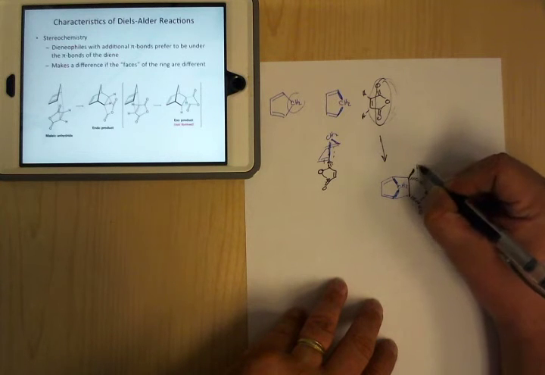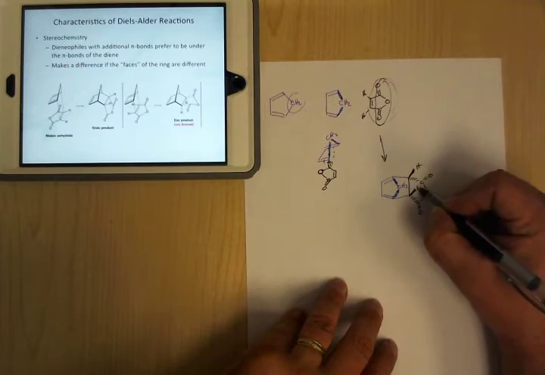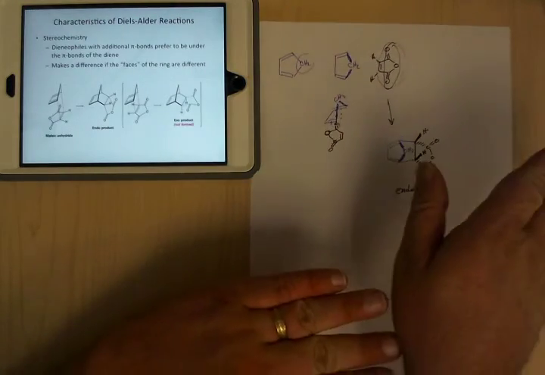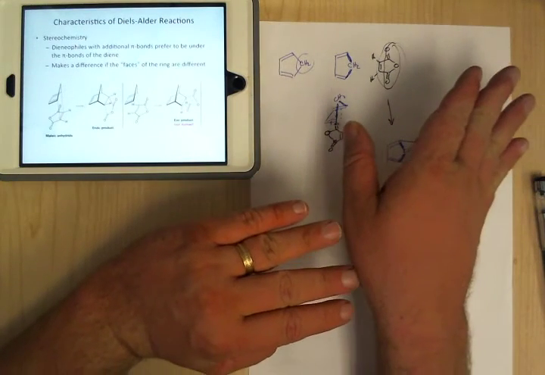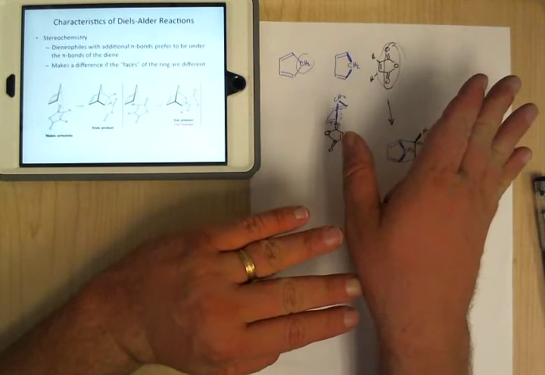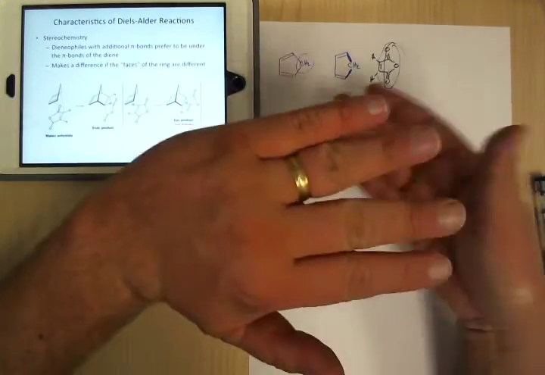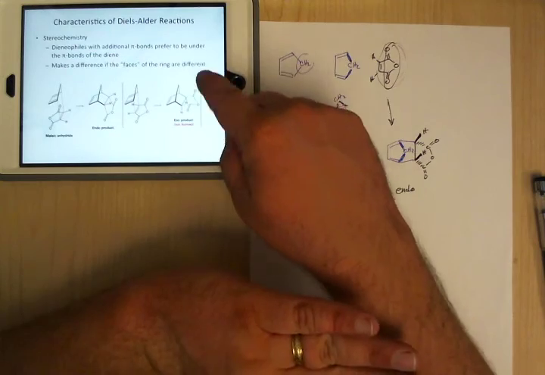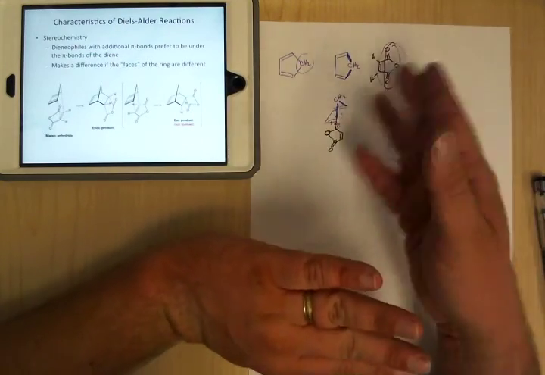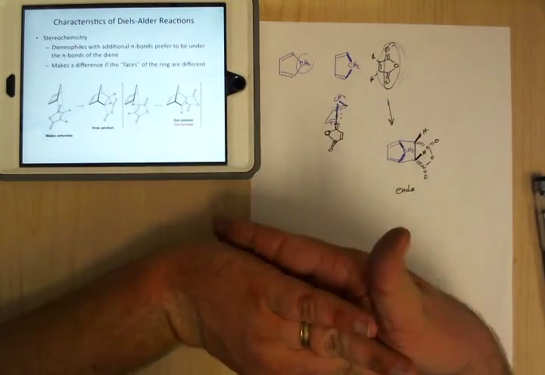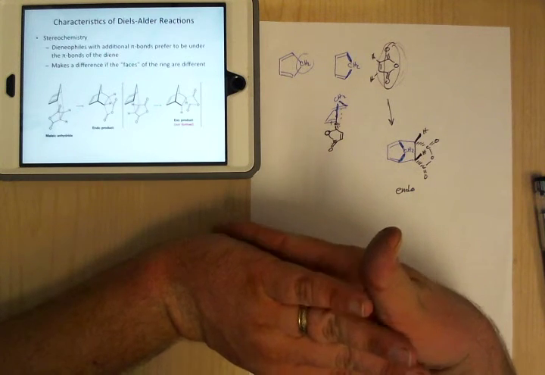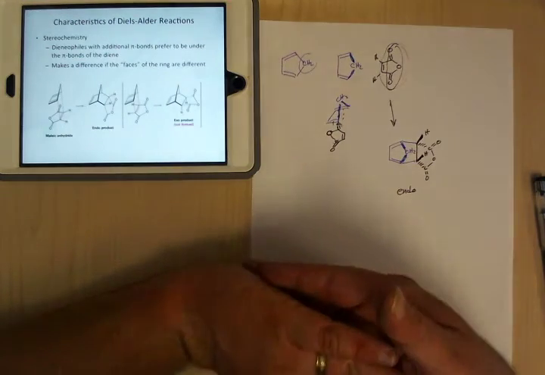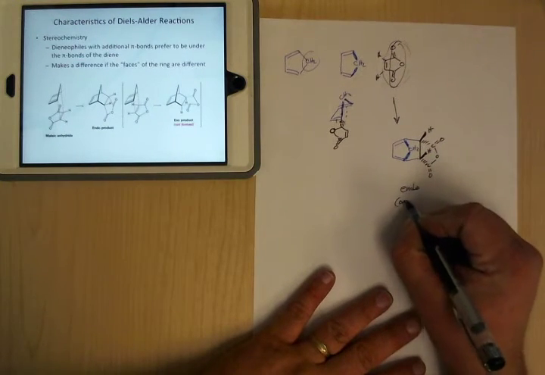Which means the other side, these hydrogens here, curl up. And this is what's called the endo product. If they were to come in like this, it would be what's called the exo product. That's not what's formed. What's happening is, if you have double bonds or stuff like that on your dienophile, they're going to curl underneath to interact with the pi bonds of the diene, and so you end up with this endo product. This is the only one formed.